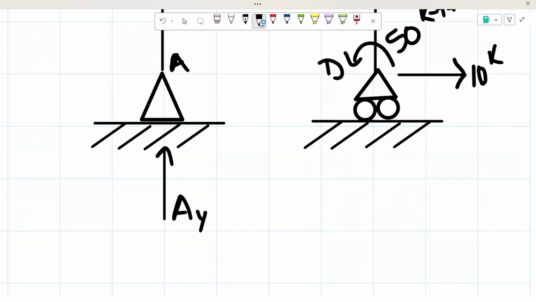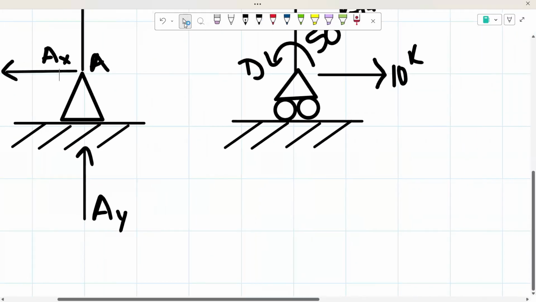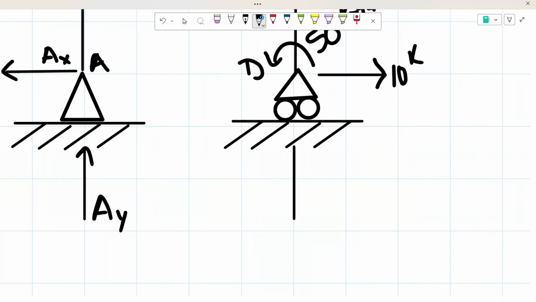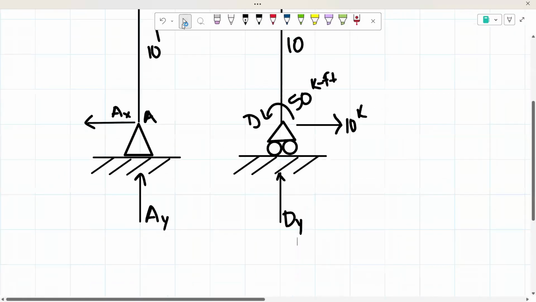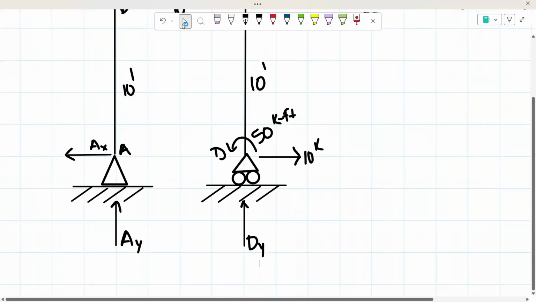From there, we're going to assume our horizontal force goes outwards. This is going to be known as A of X. Now we're going to move on to our roller. As we know, our roller will only have a restriction on the y-axis, or a vertical force. So I'm going to assume that it also goes upwards. We're going to call this D of Y. So now that we have all the forces that we have to find, we're going to start finding them.